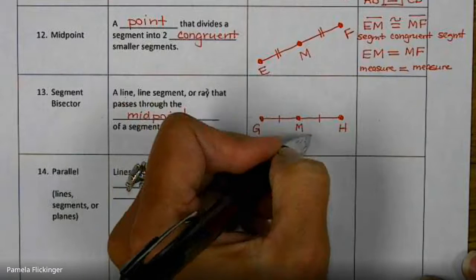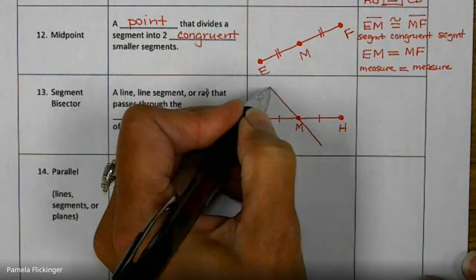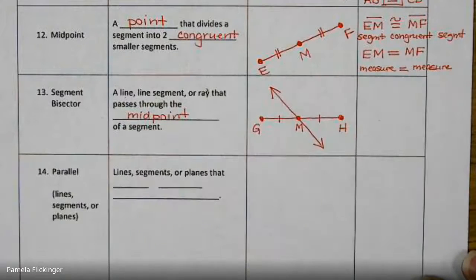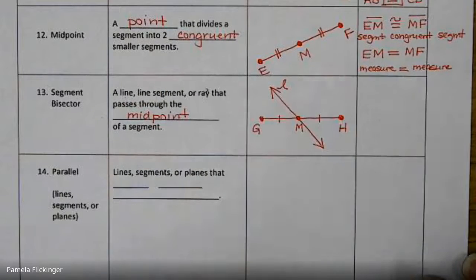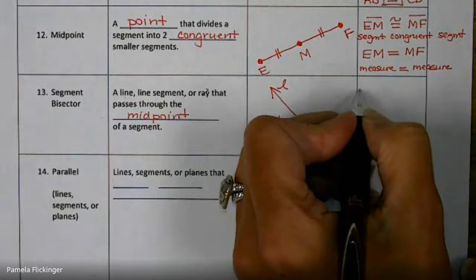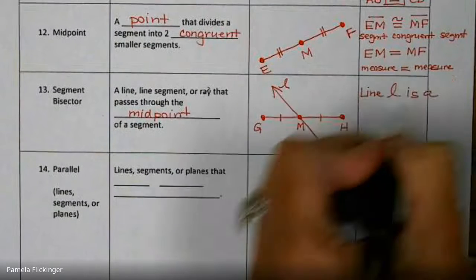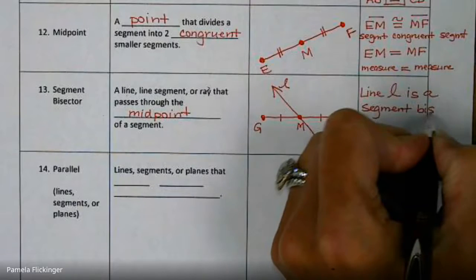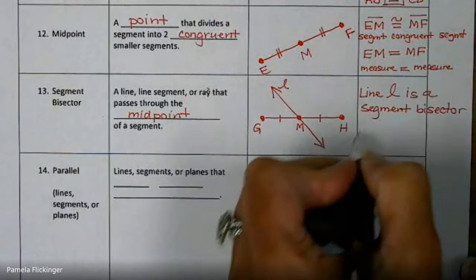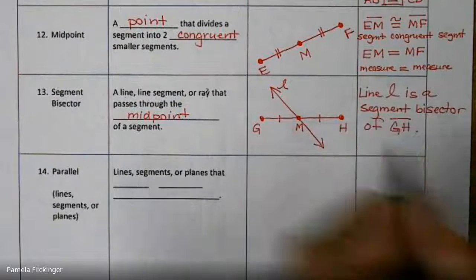So just pick one of those things. I'm going to draw a line. All right, I'll call this line L. And then we would say line L is a segment bisector of segment GH.